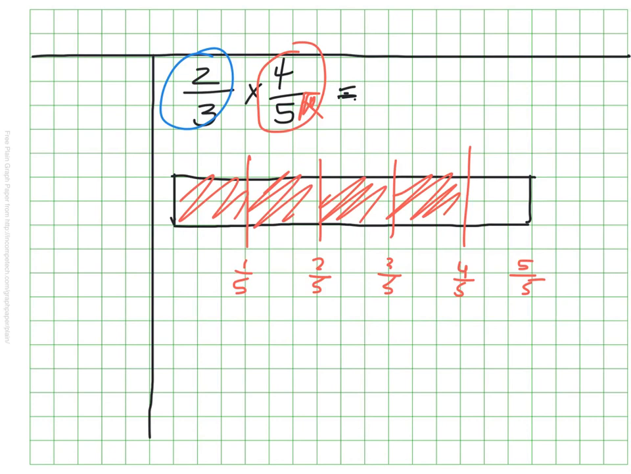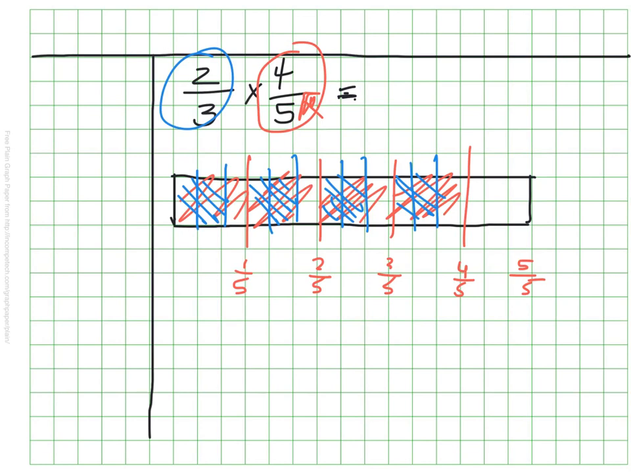So I'm going to break my first fifth into thirds and mark off 2 of them. I'm going to do it again with my next fifth and mark off 2 of them. The next one, mark off 2 of them. And one more, my fourth one, mark off 2 of them. So I've marked off 2/3 in each of the 4/5 that we're looking at.